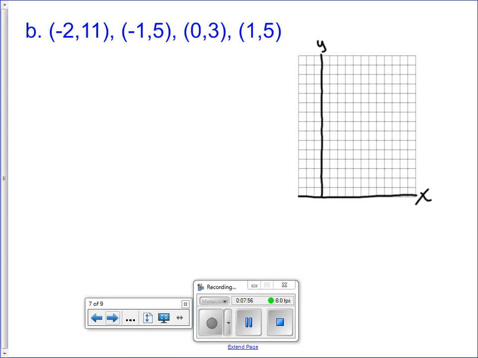All right, let's plot these points. (-2, 11) would be right here. (-1, 5), (0, 3), and (1, 5). All right, now joining these points from left to right, it appears, even though it's not complete, that it's going to continue upward in this direction, and so a quadratic model would fit this data the best.